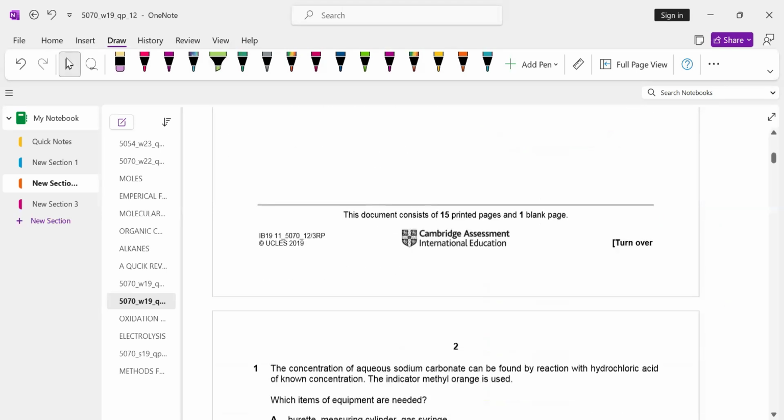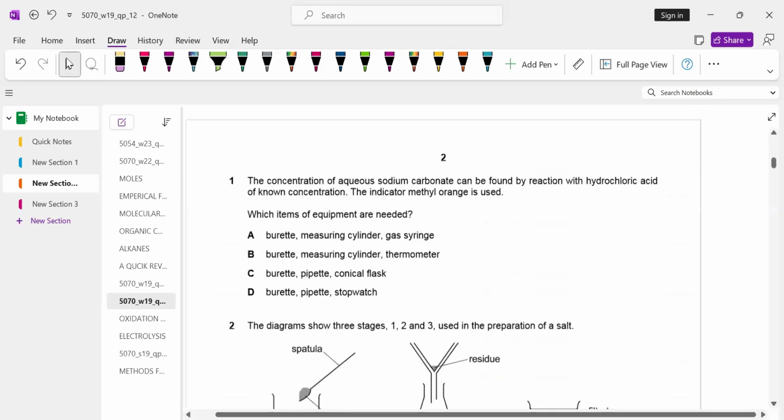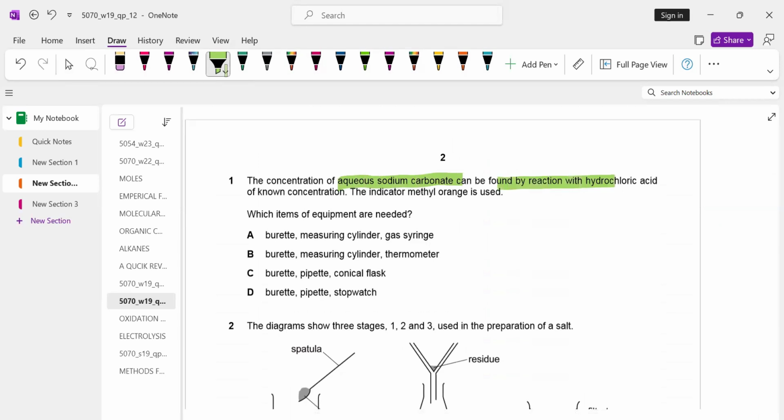So let's get started. The first question is that the concentration of aqueous sodium carbonate can be found by the reaction with hydrochloric acid of known concentration. So the hydrochloric acid has known concentration and the indicator used is methyl orange. Which items of equipment are needed? Let's read out the items. Burette, measuring cylinder, gas syringe.